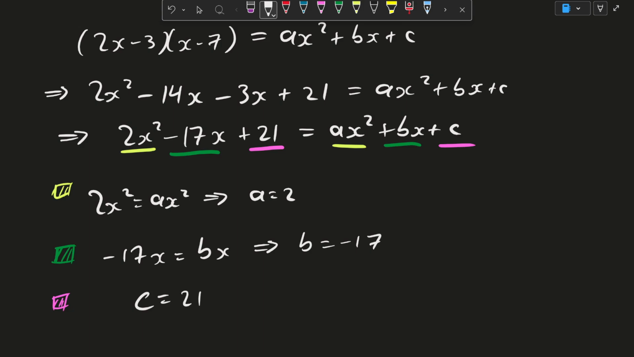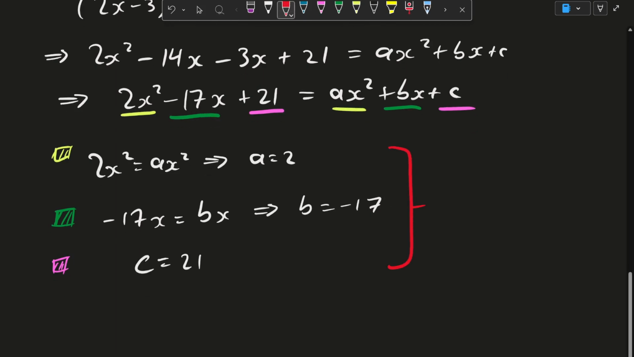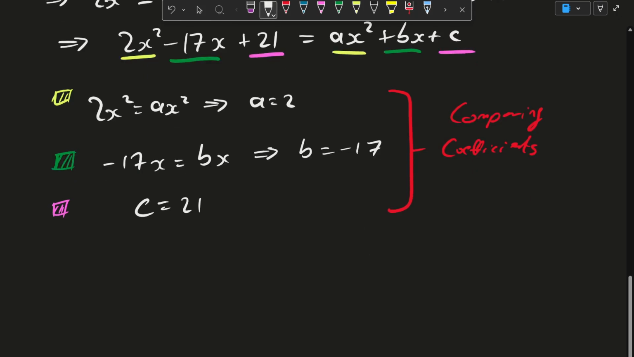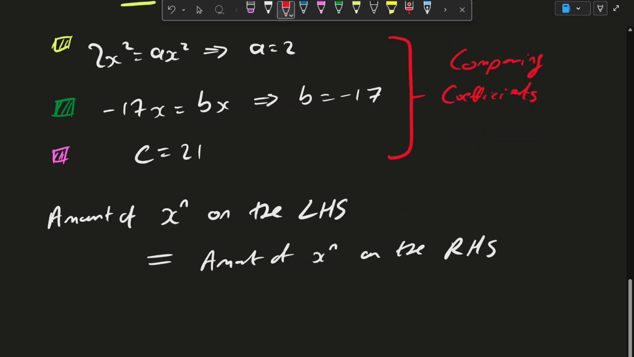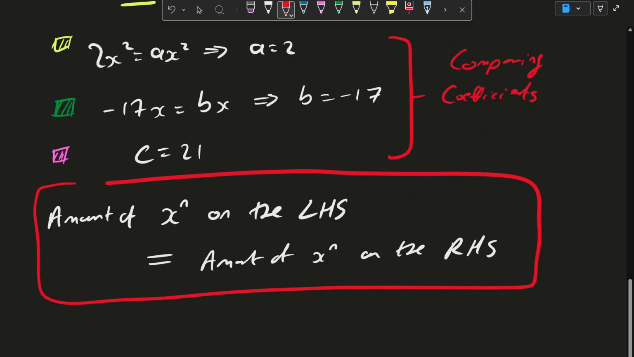So what we've done here is a method known as comparing coefficients. And in a sense, the amount of x to the n on the left-hand side has to be equal to the amount of x to the n on the right-hand side. So we're taking whatever is on the left, the corresponding powers, and ensuring the corresponding powers on both sides of the equation are the same. And that's the method of comparing coefficients, which I will demonstrate in another example.